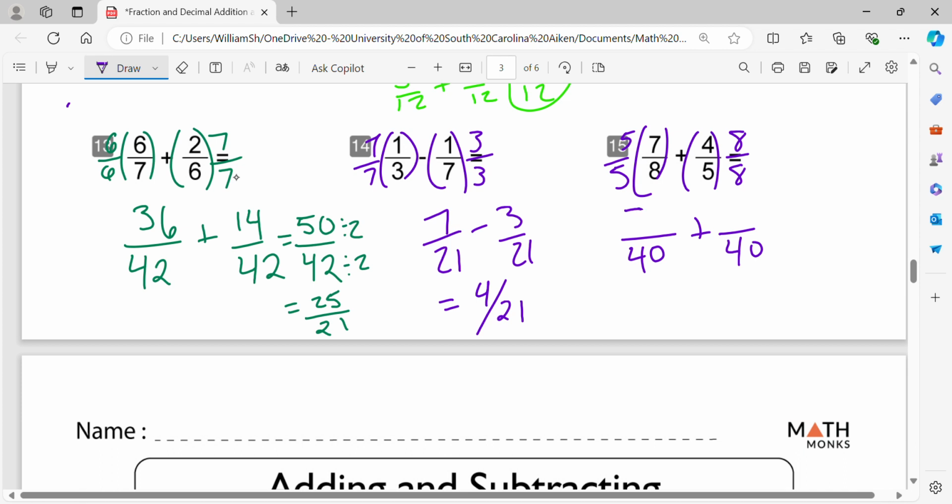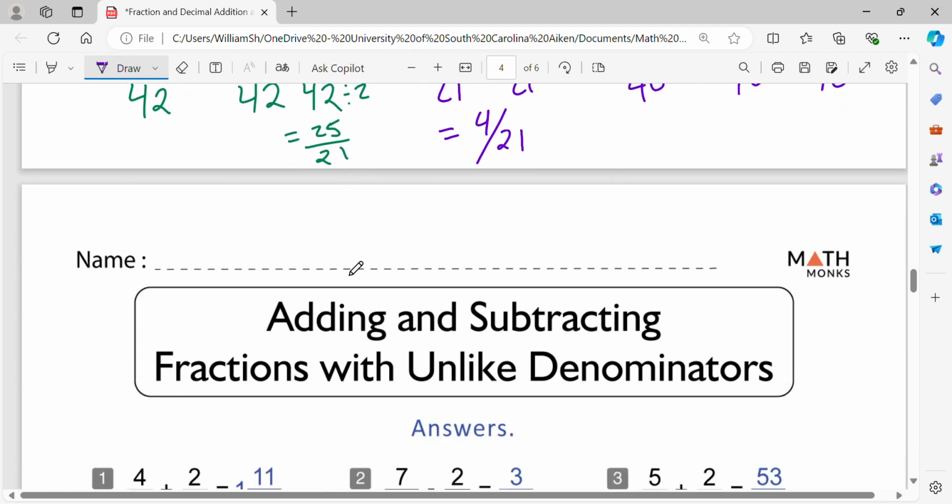7 times 5 is 35. 4 times 8 is 32. 35 plus 32 is going to give us a 67/40, and I do not believe that that reduces. So we have reviewed addition and subtraction of fractions in both common denominator terms and in having to find a common denominator.